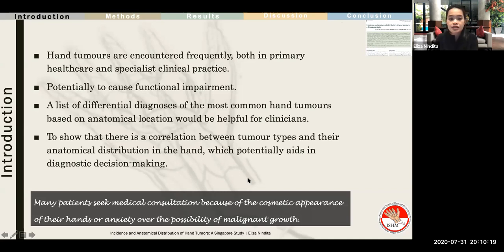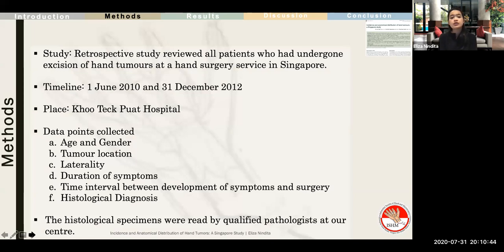Many patients seek medical consultation because of the cosmetic appearance of their hands or anxiety over the possibility of malignant growth. Any lumps we consider as a tumor, and usually the patient would be concerned that the lump would be considered a malignancy. So that is why we need a reminder about hand tumors.